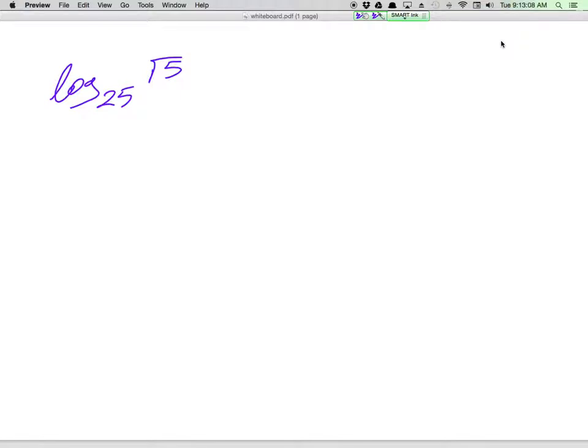If you can't follow what Nick's saying, here's the way I want you to think about it. What is this asking me to find? The exponent of 25. So I'm going to put y in that spot. The exponent of 25 gives me the square root of 5. So I rewrite it: put a y on my base and set it equal to what's inside the log.